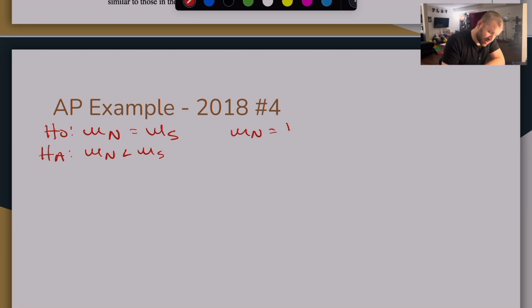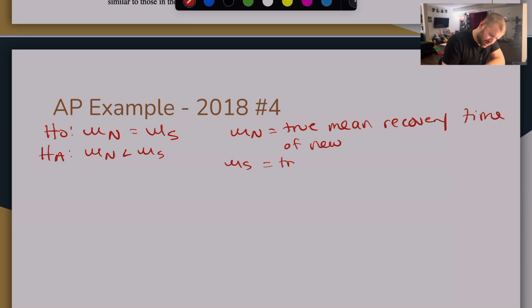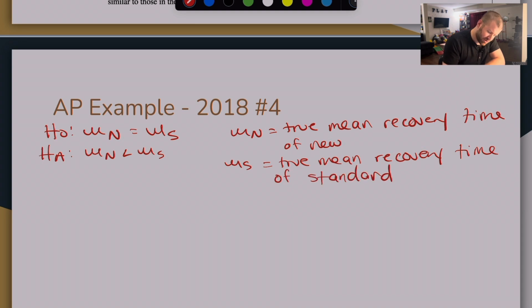I'm still going to define these here, right? This is the true mean recovery time of the new procedure. This is the true mean recovery time of the standard. Now, one thing you may also see here, potentially as a side note, sometimes you may see this written as mu sub n minus mu sub s equals 0. They mean the same exact thing. Whether they're equal or it's written as a subtraction statement, you can interpret that the same exact way.